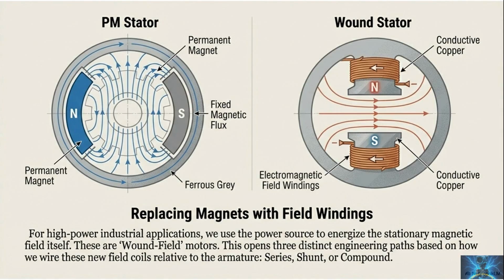Once you have field windings, you have design options based on how you connect the field coil relative to the armature: series, shunt, compound. This is where DC motor families emerge. They're not different because engineers were bored. They're different because industry needs different combinations of starting torque and speed regulation.